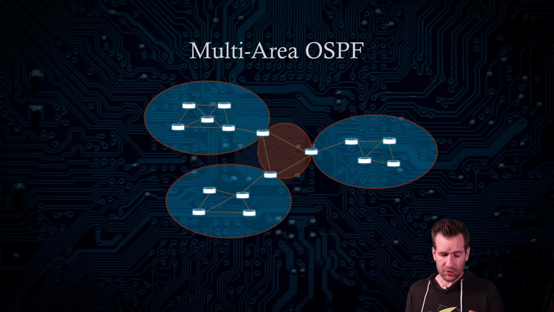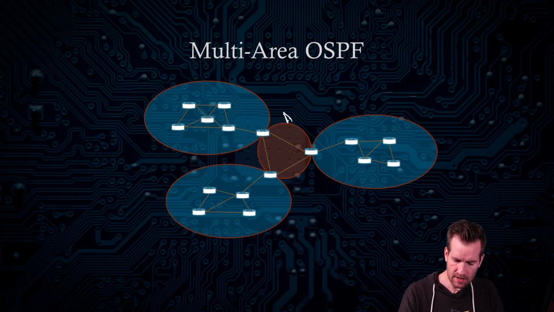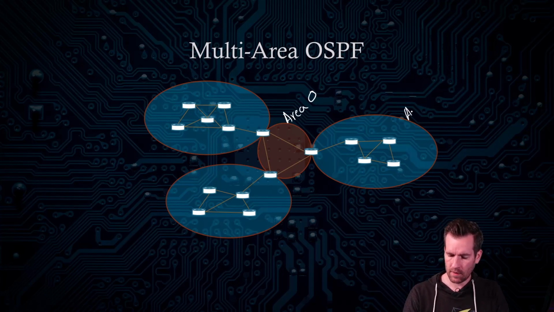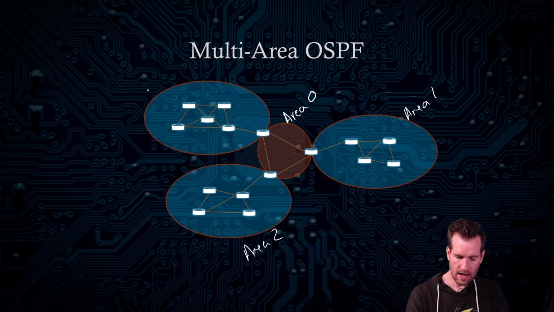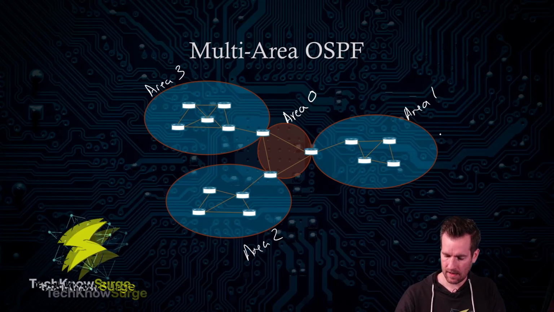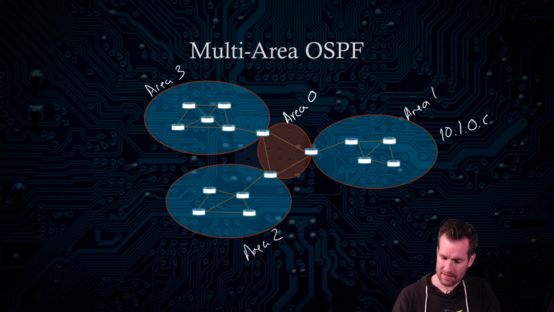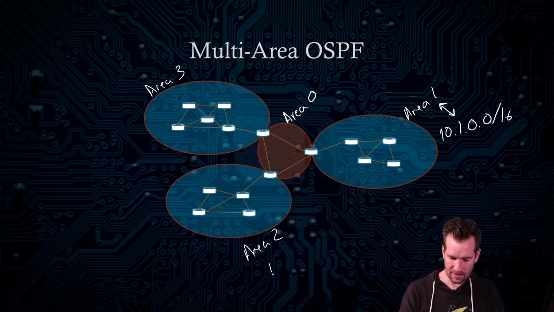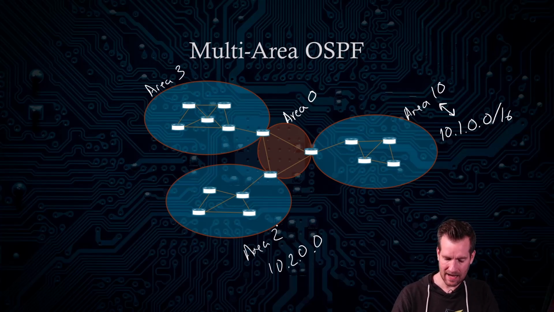When we do have a multi-area OSPF, the recommendation is that this middle area is area 0. And then it doesn't really matter what we call these other areas. Maybe we say this is area 1, area 2, area 3, which if I use the example of the 10.1.0.0/16 right here, I do like things when they line up really well like that. So this would be area 2 for the 10.2.0.0. But this also could be area 10, this area 20, or whatever you decide from that perspective.